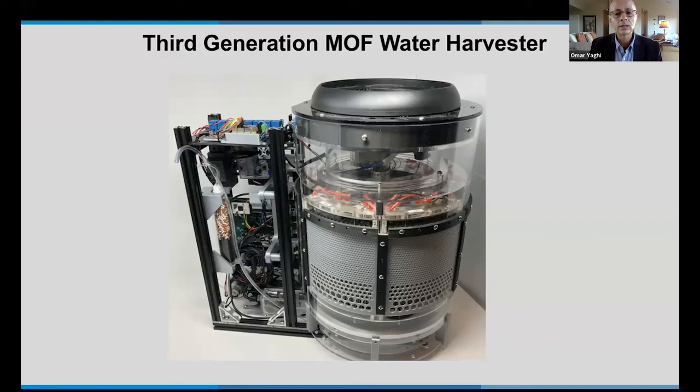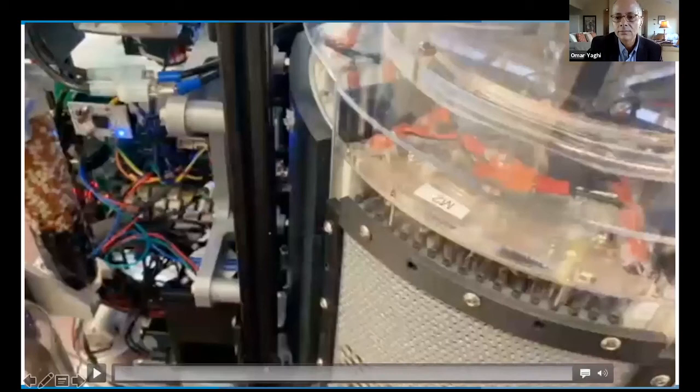It looks complicated, but it's really not. The MOF is put in cartridges here, and you will see in the operation that water goes in and then is harvested at the bottom. I will show you an animation now. Let's see if this works.